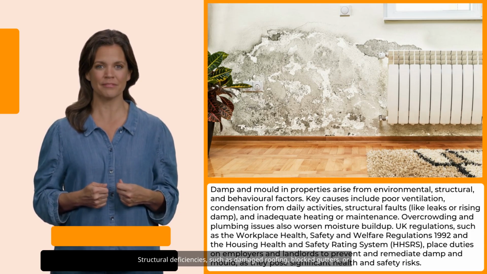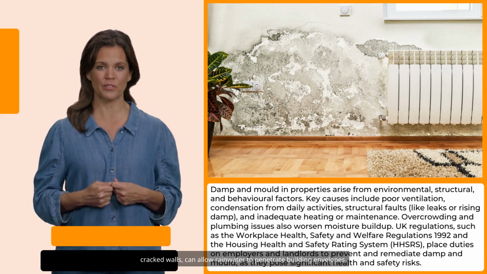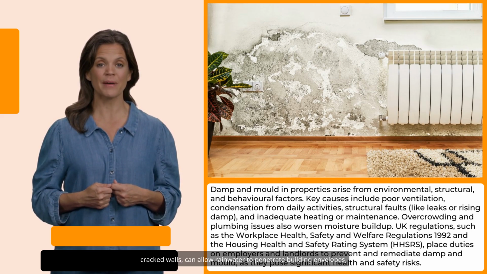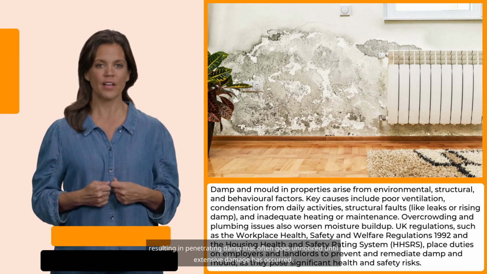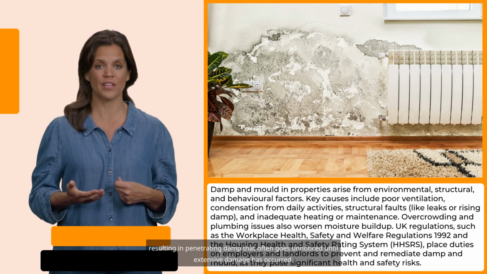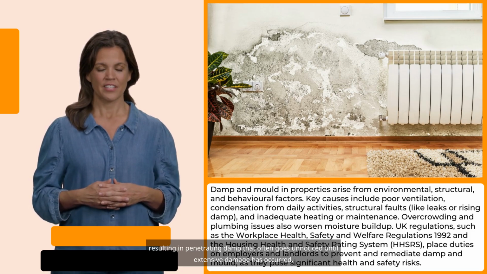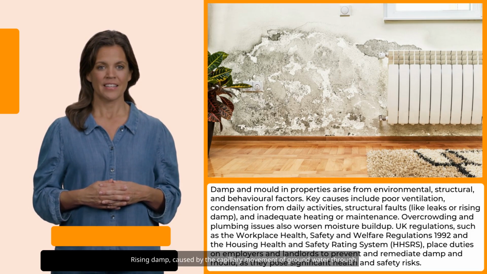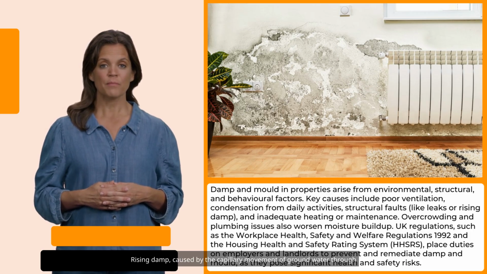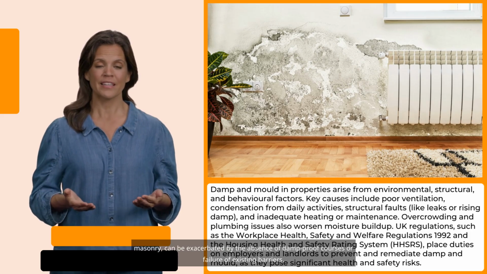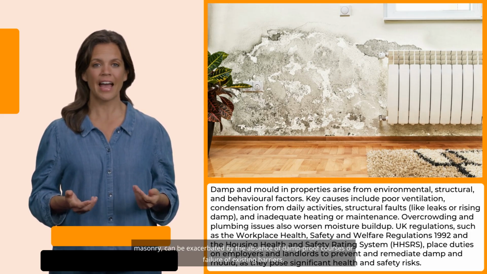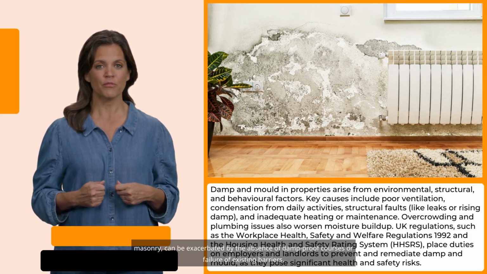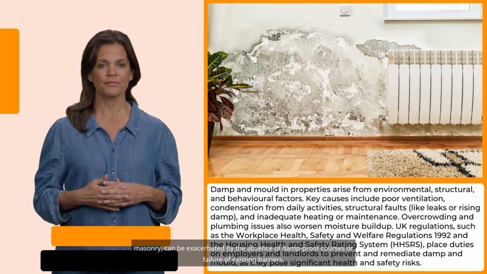Structural deficiencies, such as damaged roofing, blocked gutters, or cracked walls, can allow rainwater to penetrate building envelopes, resulting in penetrating damp that often goes unnoticed until extensive damage has occurred. Rising damp, caused by the capillary movement of groundwater through masonry, can be exacerbated by the absence of damp-proof courses or failure of existing barriers.